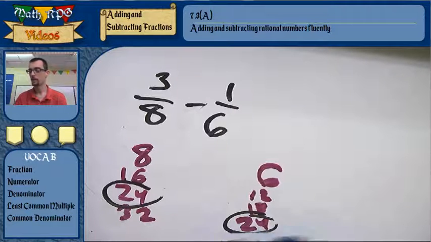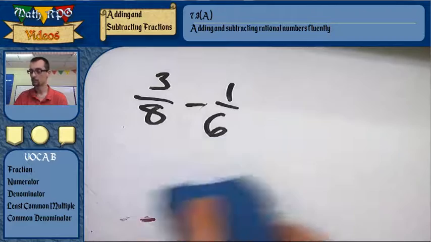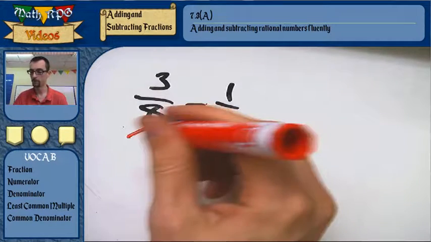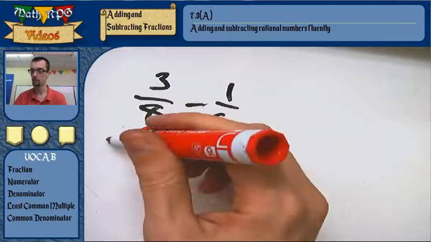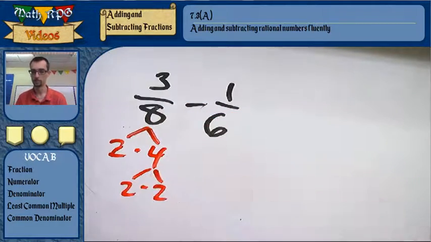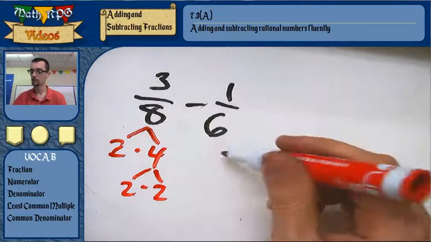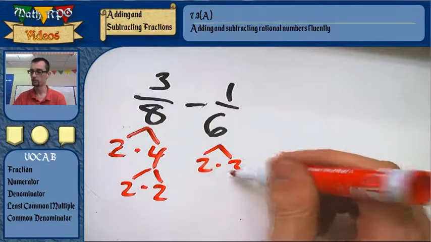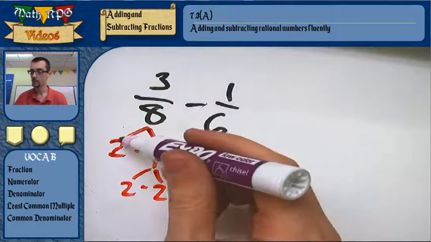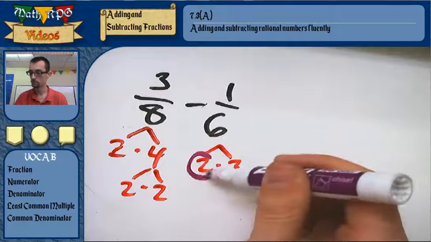Okay. Another way of finding the least common multiple is by factoring the numbers. So if I remember the factor tree, 8 is equal to 2 times 4, and 4 is equal to 2 times 2. 6 is equal to 2 times 3. And the thing that they have in common, their common factor, the greatest common factor, is 2.